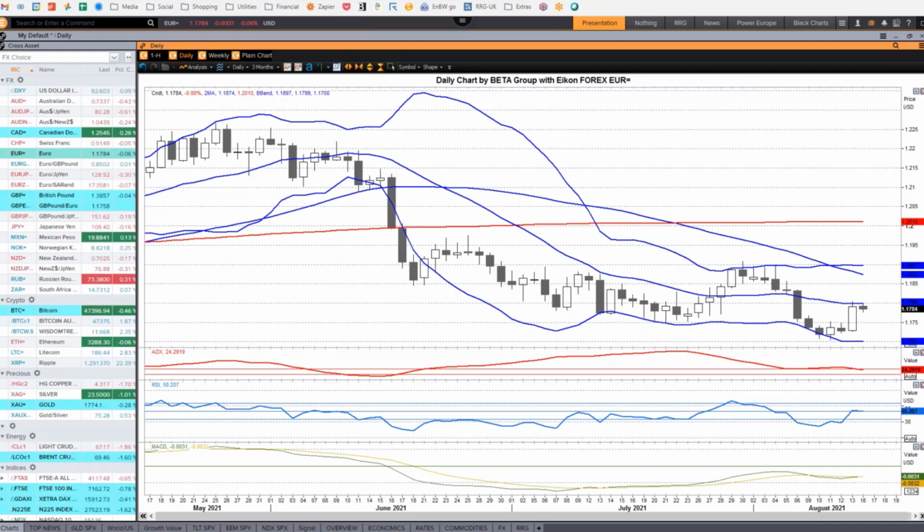So there we are. There's a study. Keep this right in the front of your mind, because this is a profound moment technically in the market. Pound has got a different pattern.